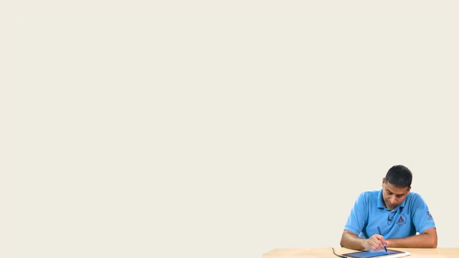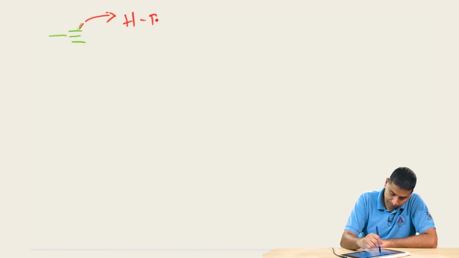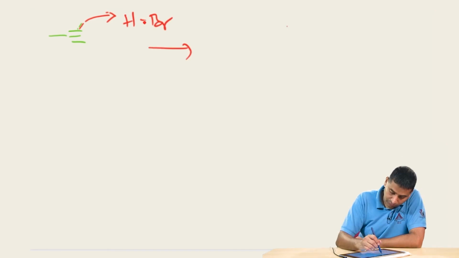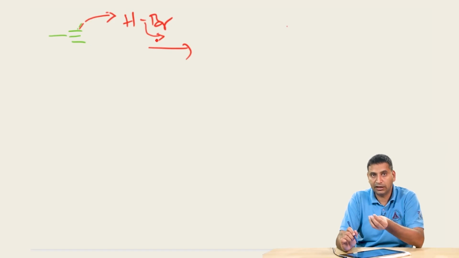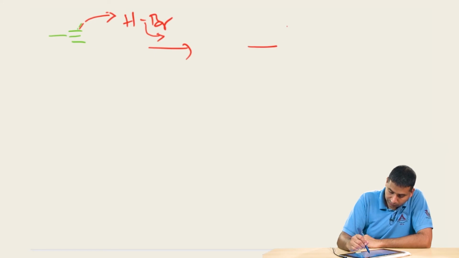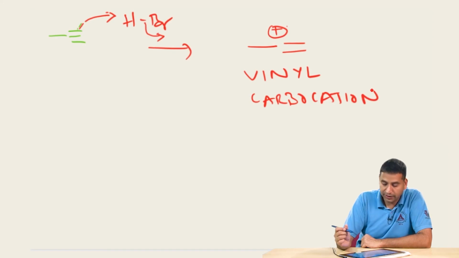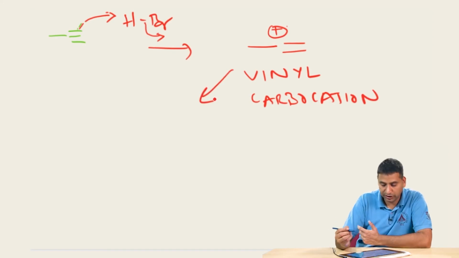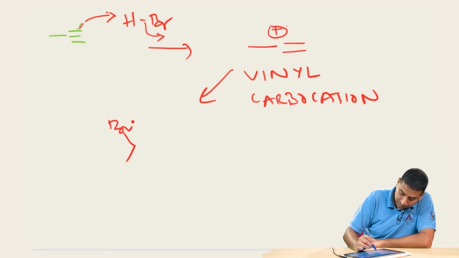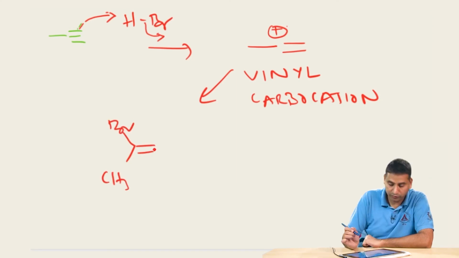So, if you have a terminal alkyne and it reacts with, let us say, HBr, here you have H plus reacting with the alkyne to give you a carbocation and Br minus. What would happen is you have what is known as a vinylic carbocation. And now if this reacts with Br minus, then you would get the Br, CH3 olefin.